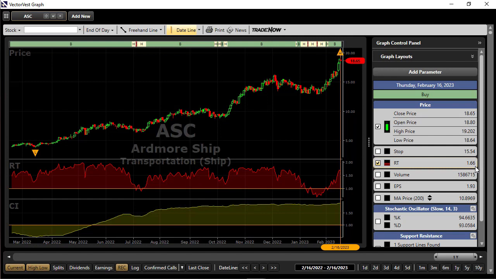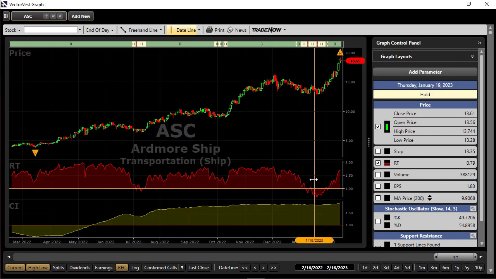But what I'm looking at, and maybe it's just my eye, I'm looking back here at the beginning of February when the relative timing indicator first crossed above one after being below one. So the long-term trend was up, but with the RT below one, you had a short-term downtrend. The stock was a hold and a sell and falling in price, and RT was below one. That is not the time to buy the stock.